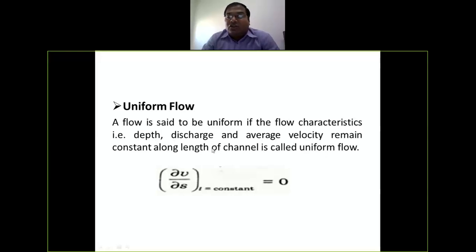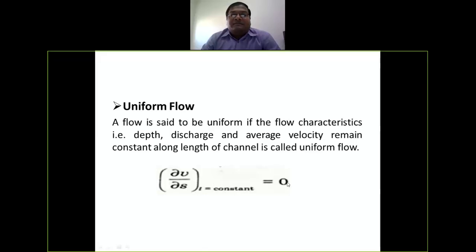Here we are saying that all the parameters remain constant with respect to space. So you can say ∂v/∂s, which denotes space. Again, we have to consider time also, so t is constant, but with respect to space it is equal to 0.